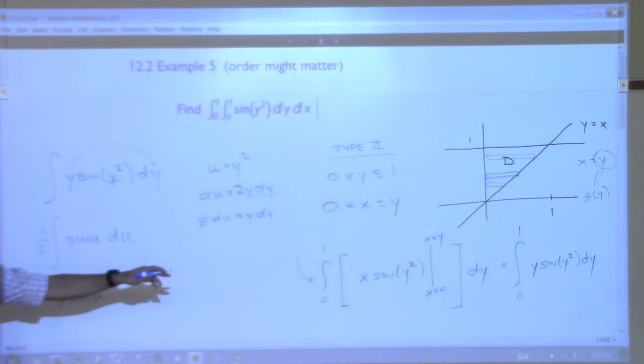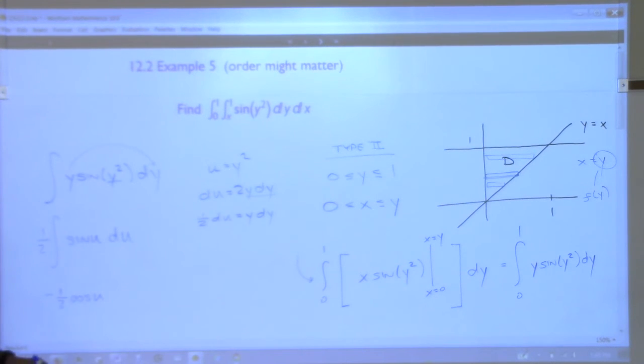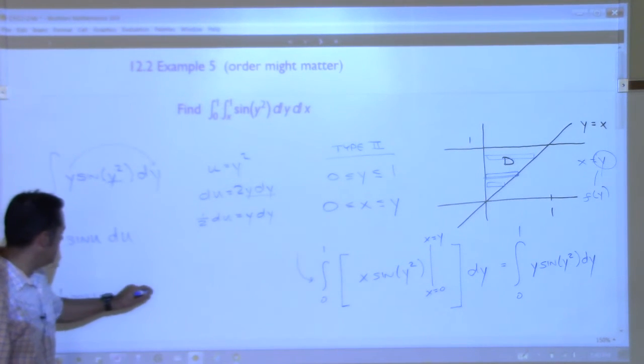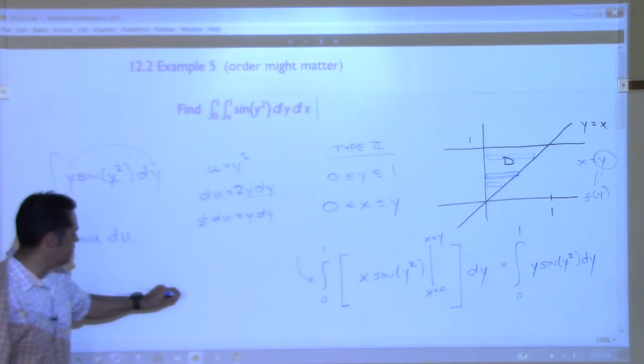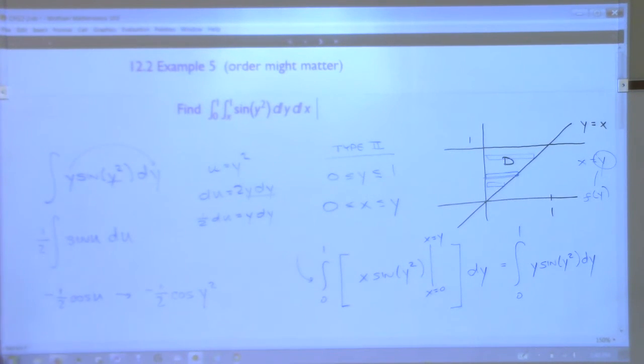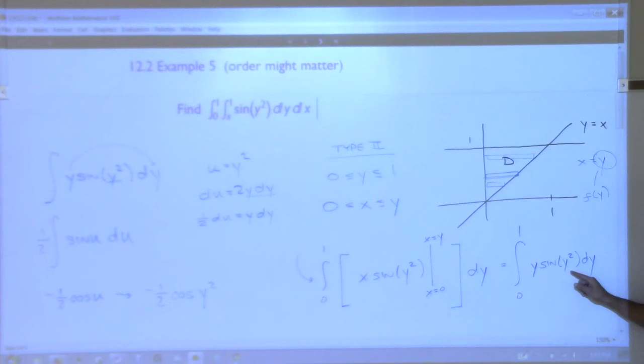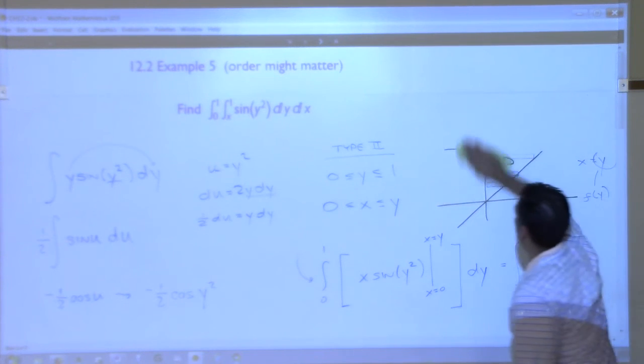Plus a constant of integration, but this is going to wind up being a definite integral anyway. So this is just going to turn into negative 1/2 cosine of u, but u was y squared. So the antiderivative of y sine of y squared is negative 1/2 cosine y squared. So I think I'm ready to get to the answer here.